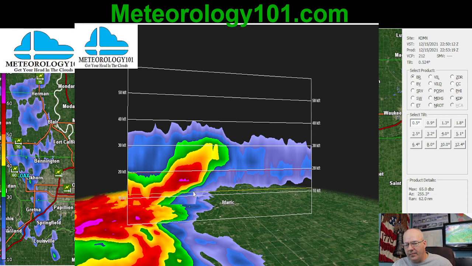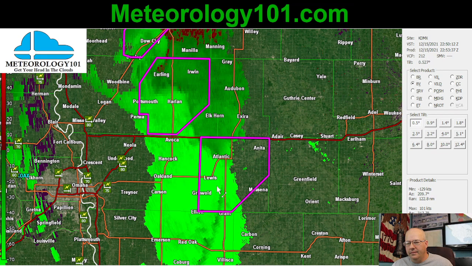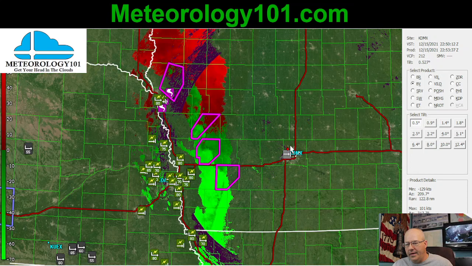Anytime they see that rotation, actually go to the base velocity. The base velocity will show you the incoming and outgoing winds of the radar. So our radar is located right here to the east. All of the cool colors would be in toward the radar, and all of the hot colors are out of the radar. So you could say those winds are pushing out, these are pushing in. So we definitely got rotation here. That's why they're showing these thunderstorm warnings.